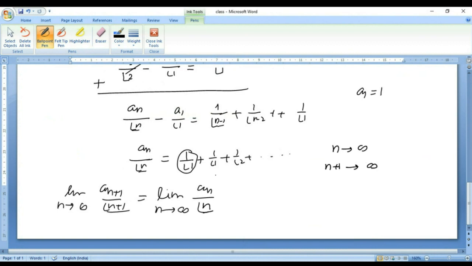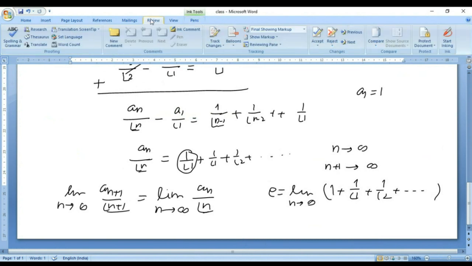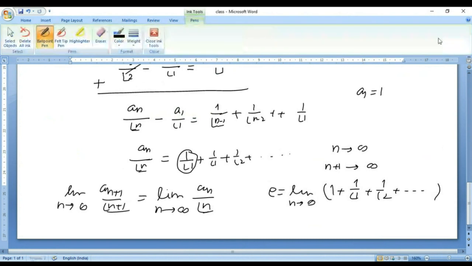And then by definition, we know that e equals the limit as n tends to infinity of 1 plus 1 by factorial 1, 1 by factorial 2, all the way. And so this limit equals 1. This equals e. So that brings to an end our first question. Let me insert some pages in.